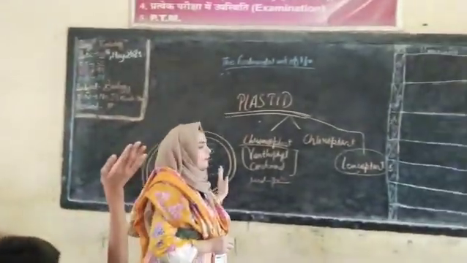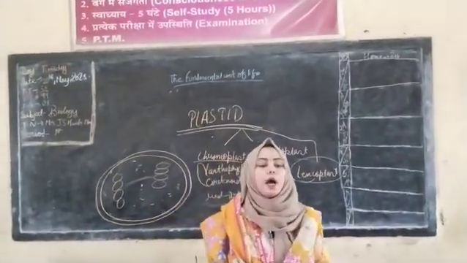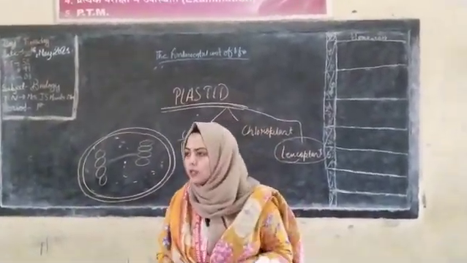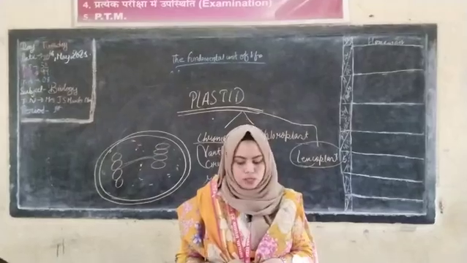Alright, so in the next class we will be discussing about the different parts of chloroplast, the grana, the stroma, the thylakoids. All right. So that's all for today. Thank you.